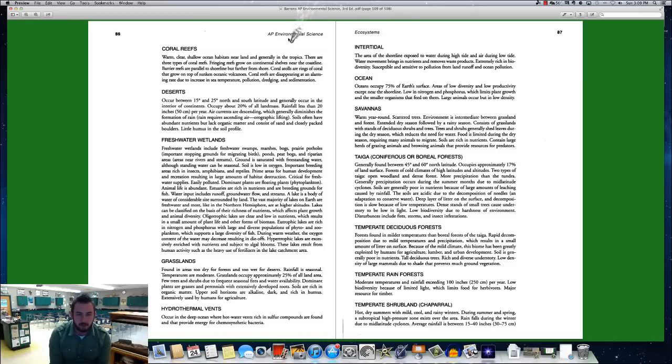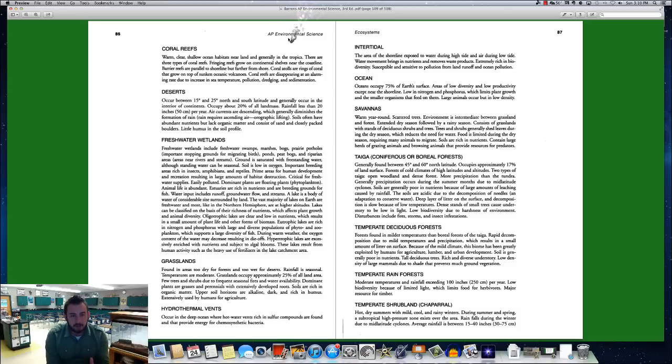Freshwater wetlands include freshwater swamps, marshes, bogs, prairie potholes, ponds, peat bogs, riparian areas. All those are examples of freshwater wetlands. And the ground is usually saturated with fresh, freestanding water a majority of the year. It can be seasonal, but most of the time it does have some water. Soil is low in oxygen, important breeding areas of insects, amphibians, and reptiles. Prime areas of human development, which has kind of been the demise of the freshwater wetlands. Easily polluted, but they can handle some pollution. But again, if overexposed to pollution, it can be very, very bad for the environment, at least for these freshwater wetlands.